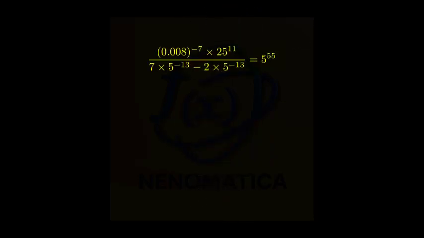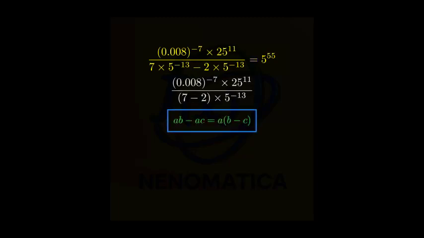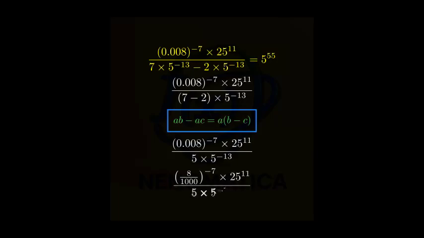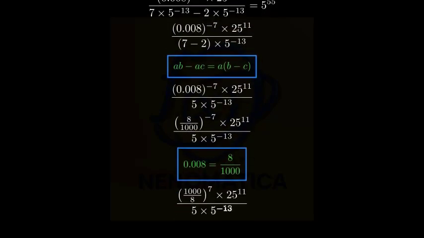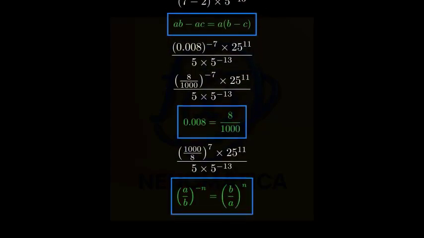We need to show that the left side equals 5 raised to the power of 55. Let's start by simplifying the denominator. We notice that 5 to the power of negative 13 is a common factor in both terms. Now, we can subtract in the parentheses to get 5 times 5 to the power of negative 13. Next, we'll convert 0.008 to a fraction. This is 8 divided by 1,000. Now, we'll apply the negative exponent rule. When a fraction is raised to a negative power, it's equivalent to flipping the fraction and making the exponent positive.